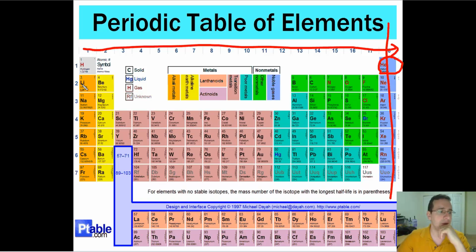Now lithium will have 1 electron on the last shell and 2 shells. Then beryllium will have 2 electrons on the last shell. Then boron will have 3, carbon will have 4, nitrogen will have 5, oxygen will have 6, fluorine will have 7. So you see how the numbers are going up as you go to the right, and then neon has 8. And when you get to neon, you have a completed p shell. And that's what makes neon interesting.